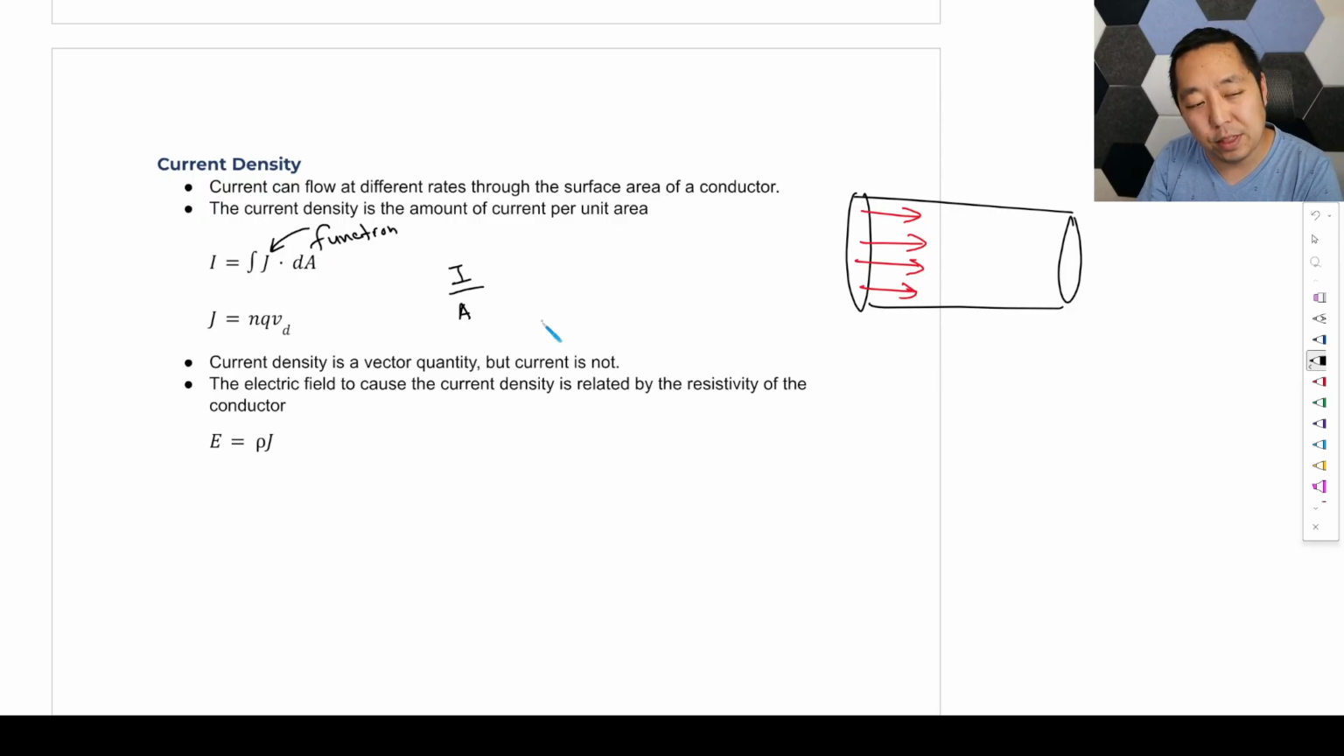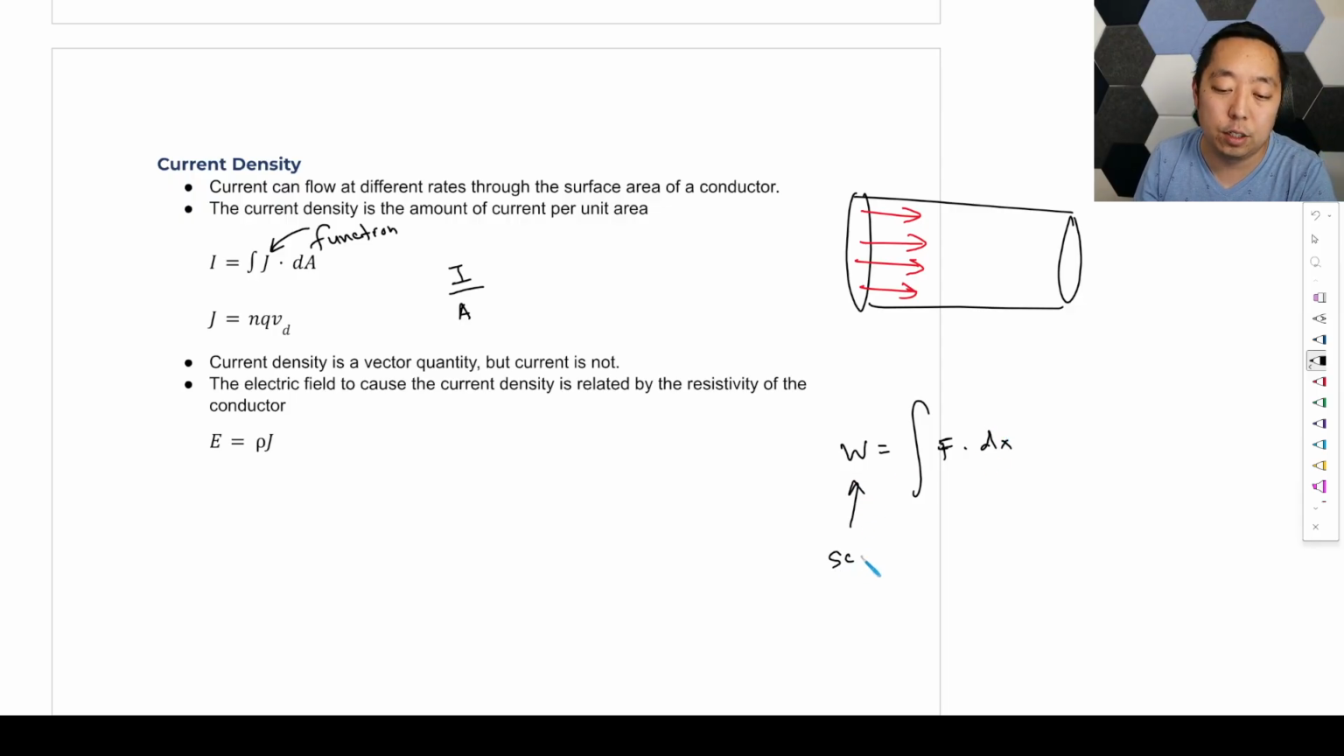Now, there's a couple of things that are kind of interesting. Current density itself is a vector quantity, but the current is not. So you see this dot product here, kind of like if you think about the work is the integral of F dot dx here, right? Force and displacement are vectors, but work is a scalar. This is a scalar quantity, and then these are vector quantities. It's a similar thing here.